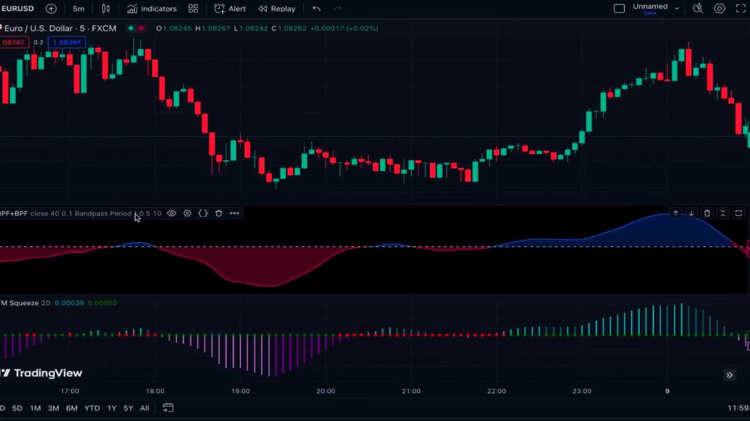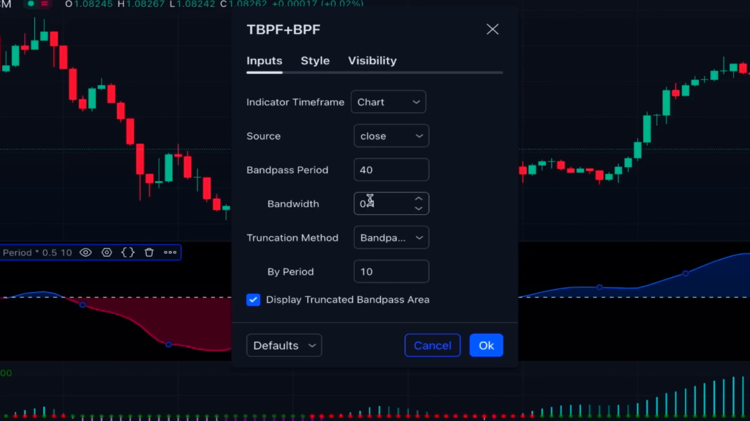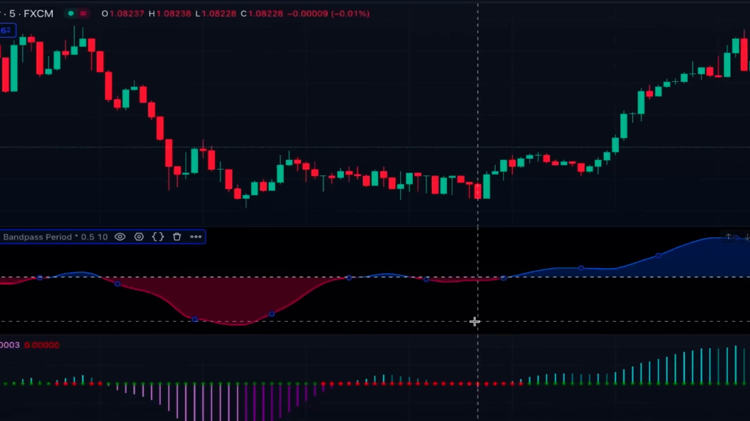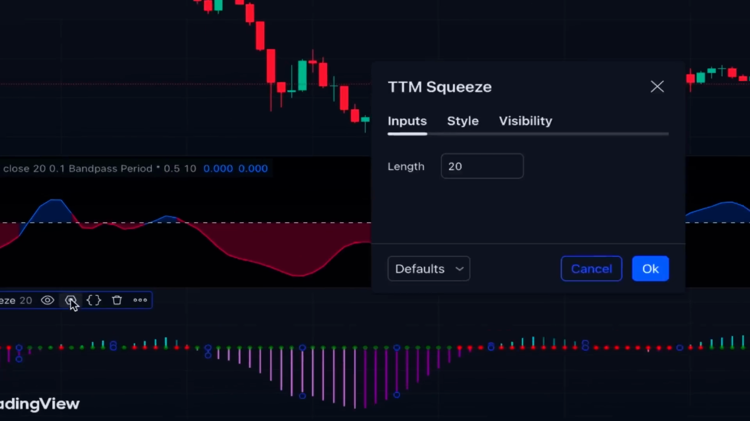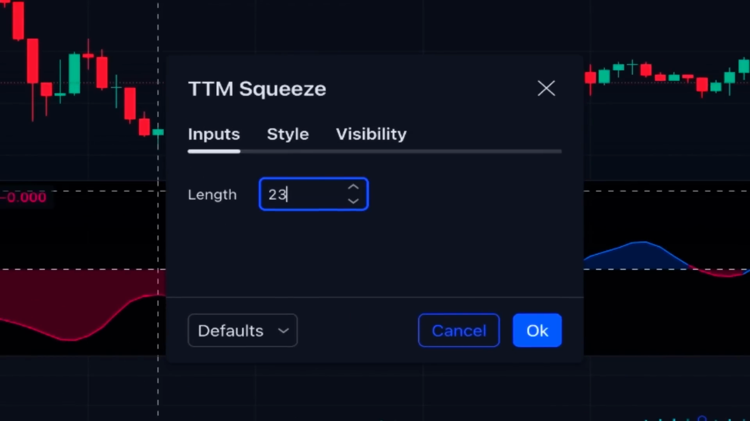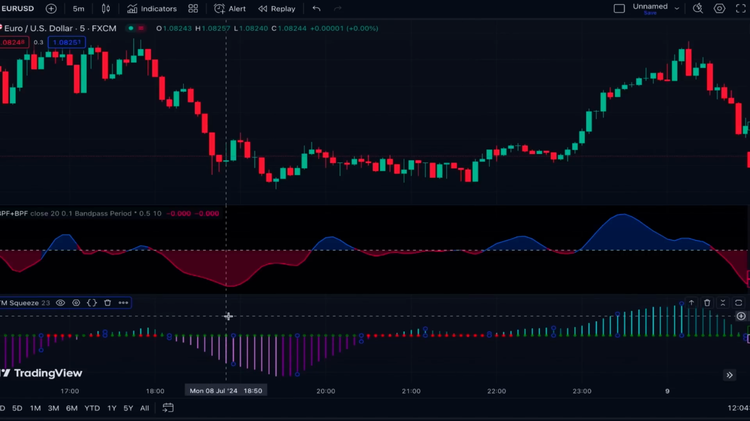For this purpose, we go to the settings of the indicator, and here in the inputs tab, we set the band pass period to the default 20 because here in this setup, we are dealing with sudden increased volatility after a period of low volatility in the market. And also here for TTM squeeze, we set the length at 23, so it would be a little smoother and less responsive to volatility changes in the market.